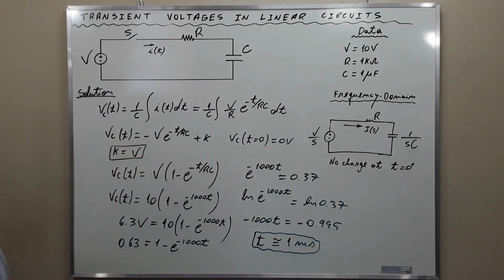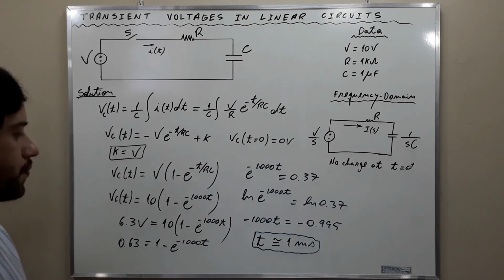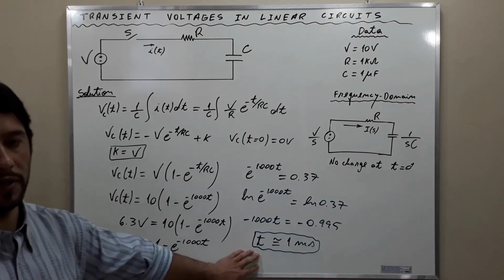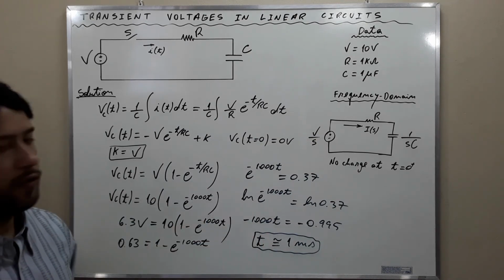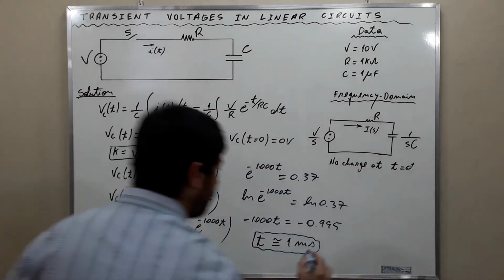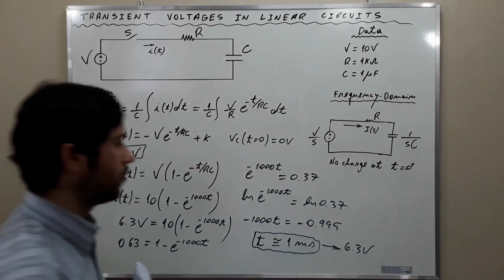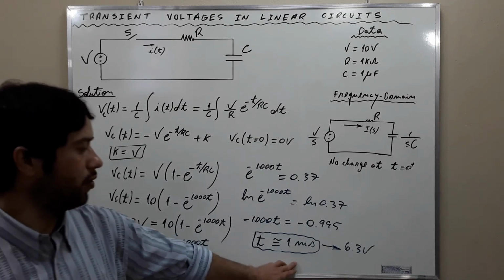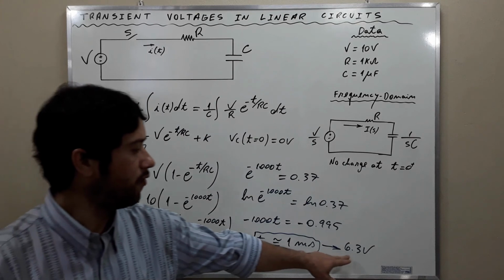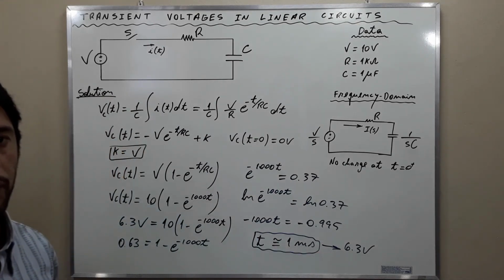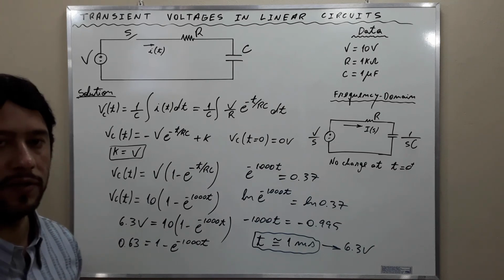is approximately equal to 1 millisecond. Okay? This is the time that it takes for the capacitor voltage to reach 6.3 volts. It takes 1 millisecond for the capacitor voltage to reach 6.3 volts. Okay? This is the response of the exercise.